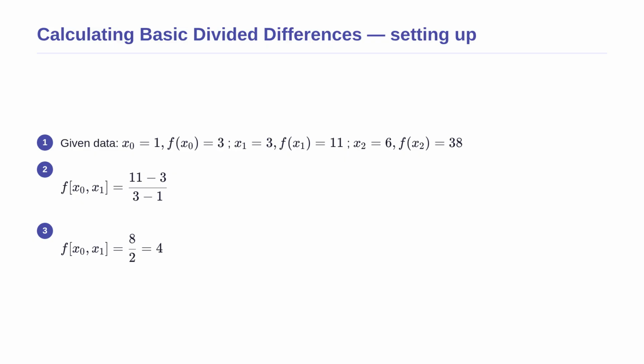Suppose we are tracking an object. At time 1, the position is 3. At time 3, the position is 11. At time 6, the position is 38. We want to find the first and second divided differences. We start by calculating the first divided difference between the first 2 points. The change in position is 11 minus 3 and the change in time is 3 minus 1. Dividing 8 by 2 gives us 4. The object is moving at a steady pace of 4 units during this first window.